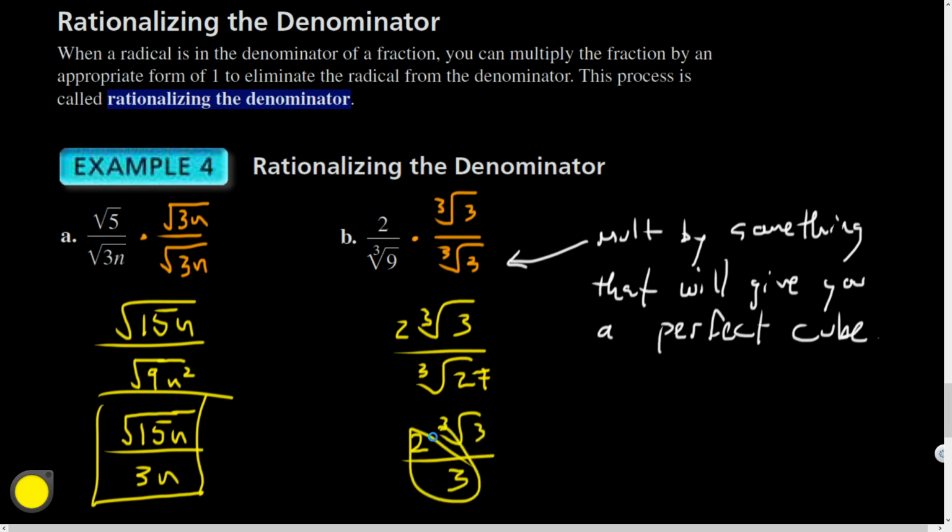Can this 3 cancel out with a 2? It could have if there was something in common. Can this 3 cancel out with that 3? No, because this is in a radical and the other is not.